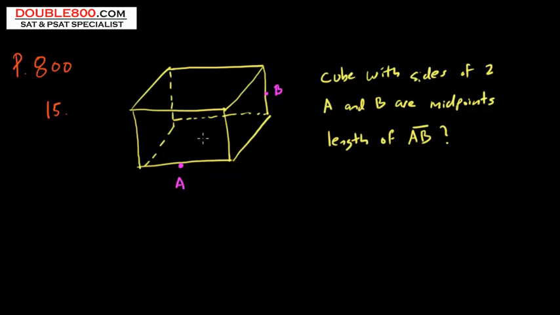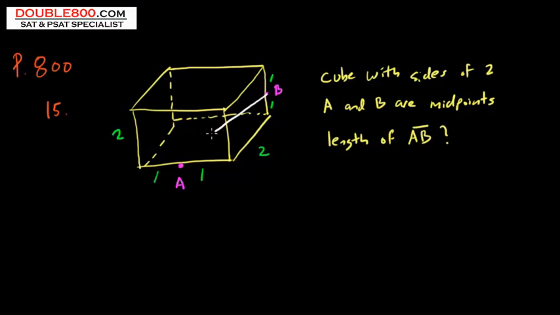We have a cube, and I apologize for the drawing, but it's a three-dimensional square, and each side has length of 2. We're told that A and B are midpoints, and the question's asking for the length of AB. So we know all the sides are 2. If A is a midpoint, these will be each 1, and this is 2. B is a midpoint, and that's 1 and 1. And we need the length not shown of AB.